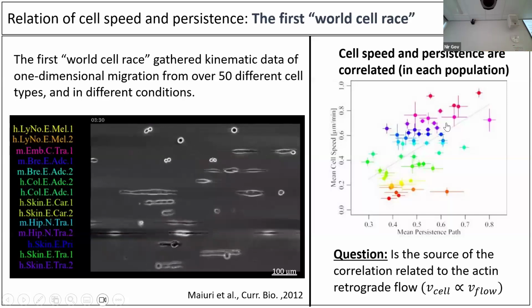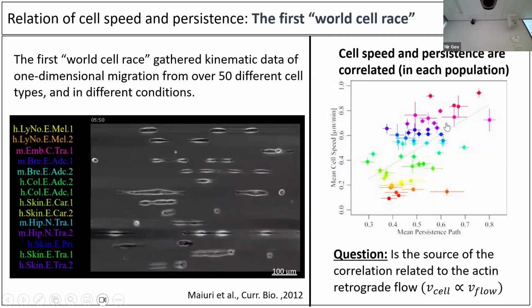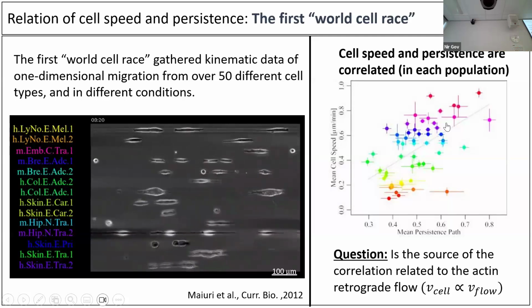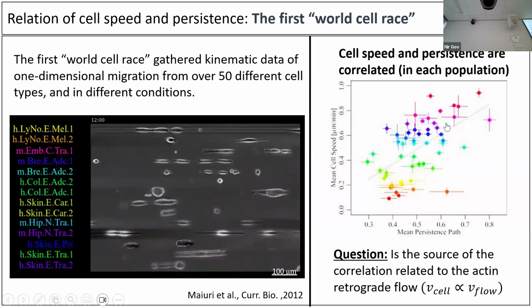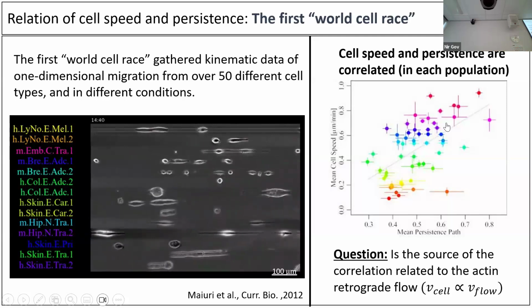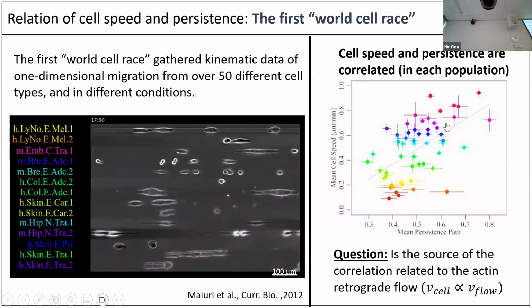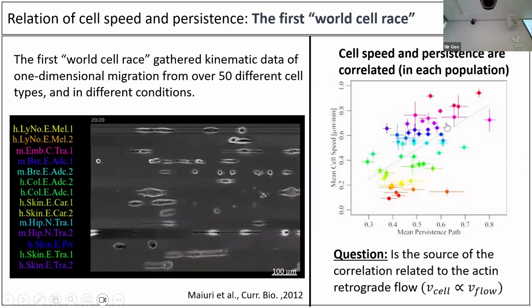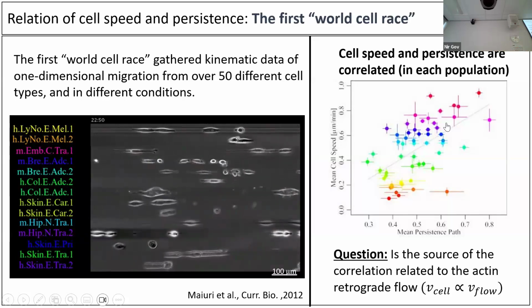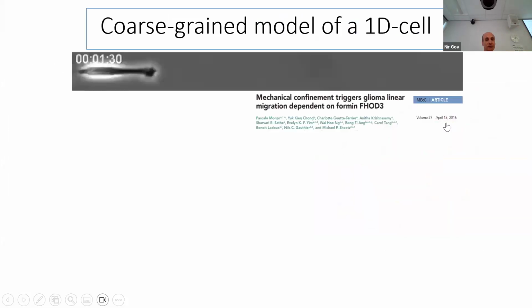Long time ago, people were playing with these 1-dimensional tracks, and they did this cell race, and they found that there is a general correlation, although it's actually very noisy here because they mixed very many different types of cells, between the persistence of the cell, how long it continues along the same direction before it changes direction or stops, and the speed. There seems to be a general trend where speedier cells are more persistent. And that's where we started this modeling problem.